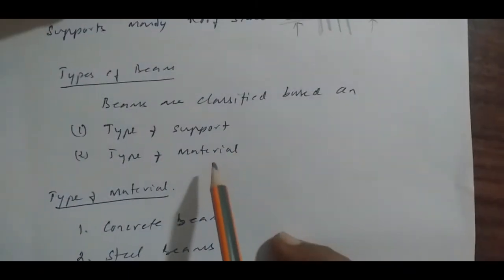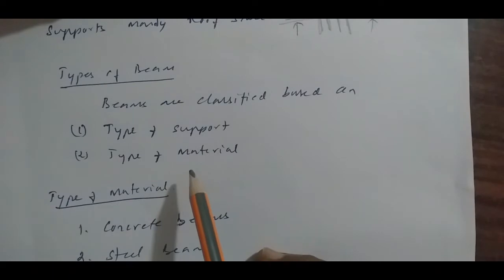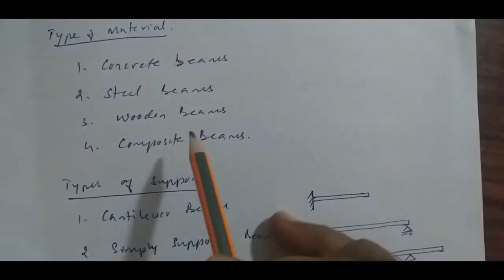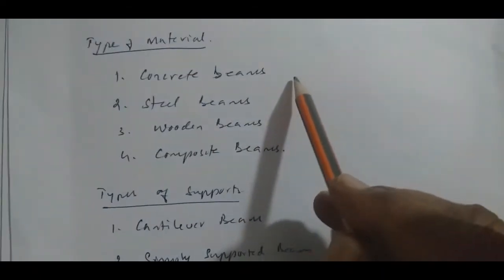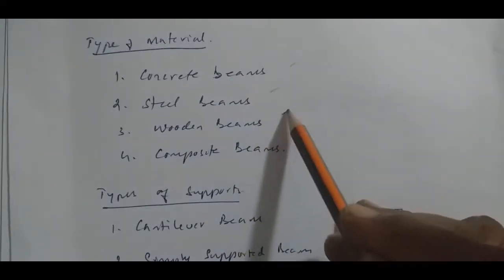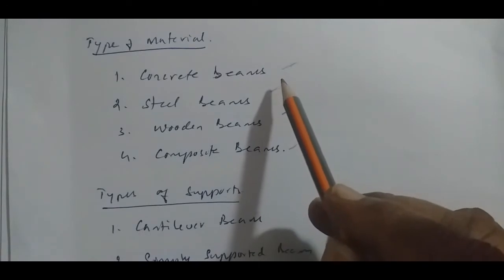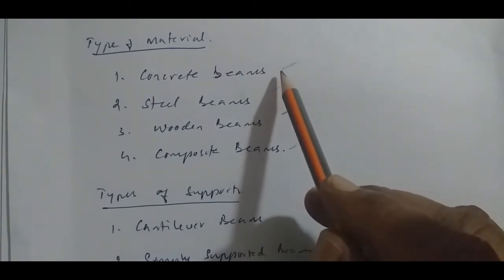When you come to the types of the beam, we have basically two types of beam. One type is based on the type of support, other type is based on the type of the material. And when the material is concerned, we have concrete beams, steel beams, wooden beams and composite beams. No explanation is required for concrete beam. That is the beams everywhere you see.